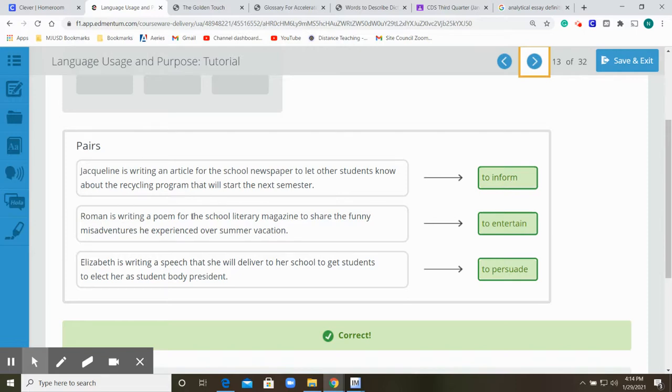Roman is writing a poem for the school literary magazine to share the funny misadventures he experienced over the summer. If you're telling something that's supposed to be funny, its purpose is probably to entertain. Elizabeth is writing a speech that she will deliver to her school to get students to elect her as student body president. She wants to persuade them to vote for her.